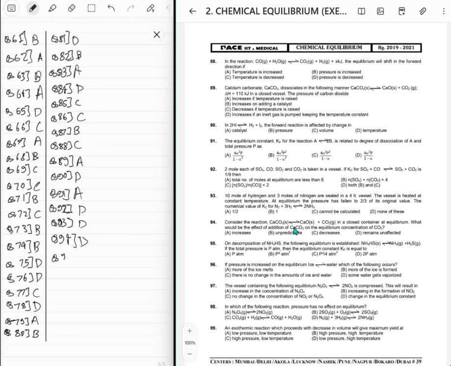Question number 95. On decomposition of NH4HS, the following equilibrium is established. Okay, so it's solid that goes to gas and gas. If the total pressure is P atmosphere, then the equilibrium constant Kp is equal to, so look at that, it's just equal number of moles, and that means P upon 2 atmosphere, that's the partial pressures of NH3 and H2S. So Kp is just P squared upon 4. Yeah, it was that easy. So 95C.